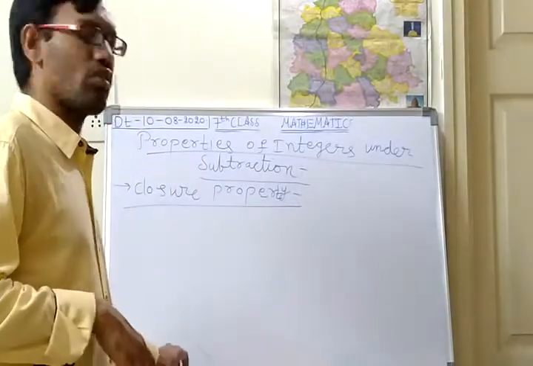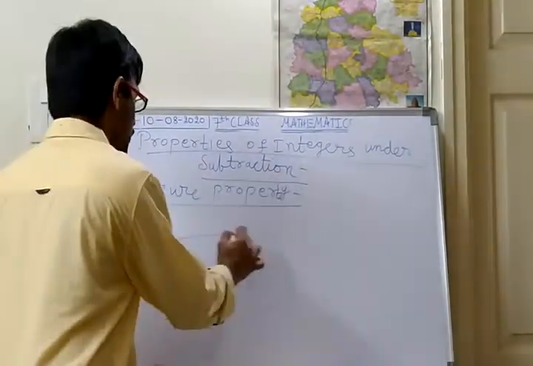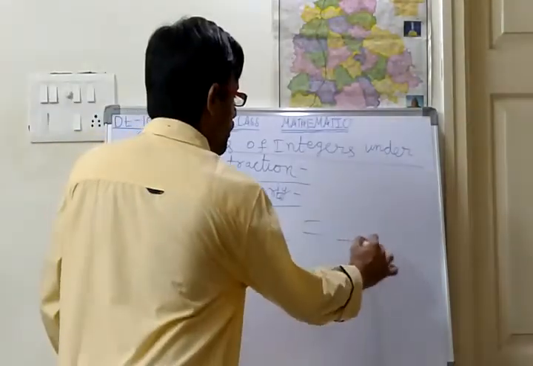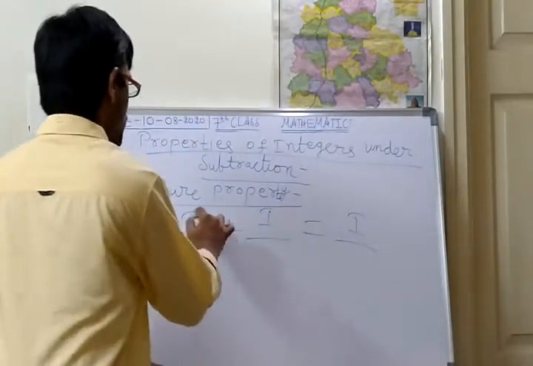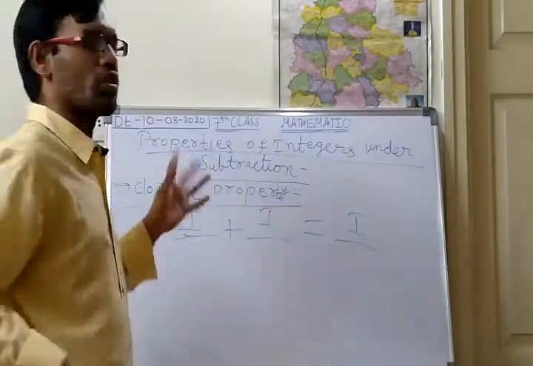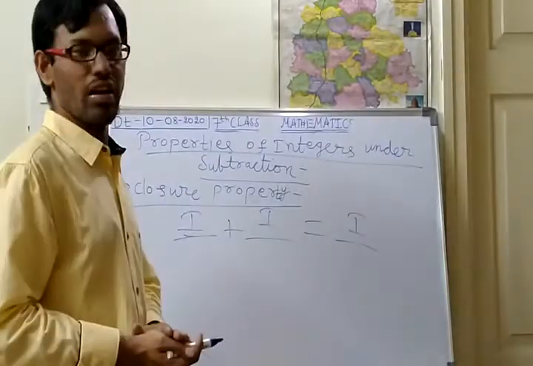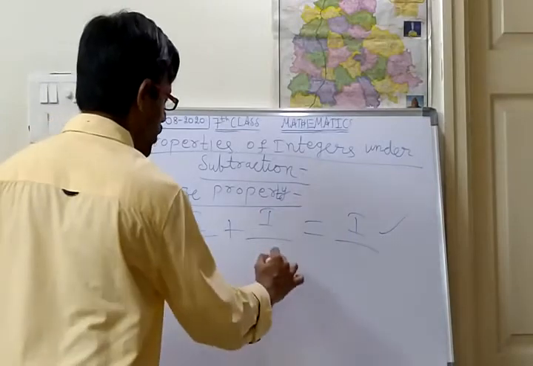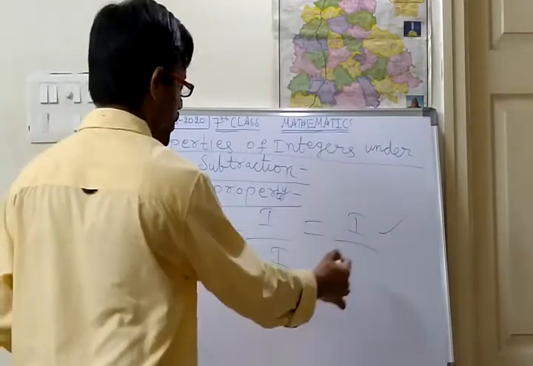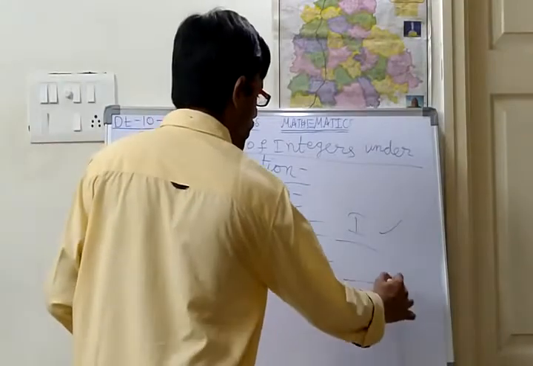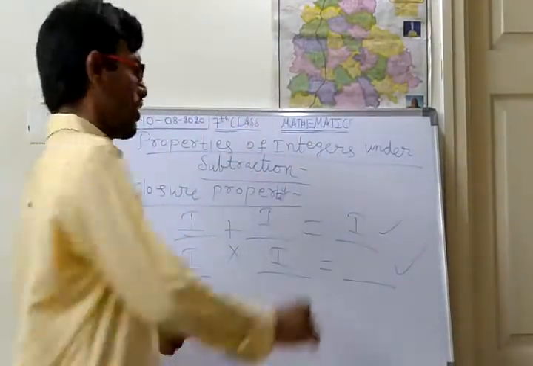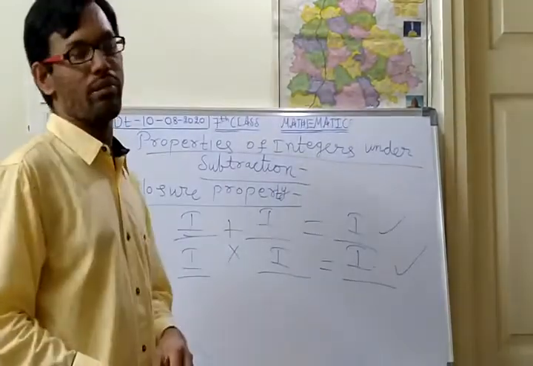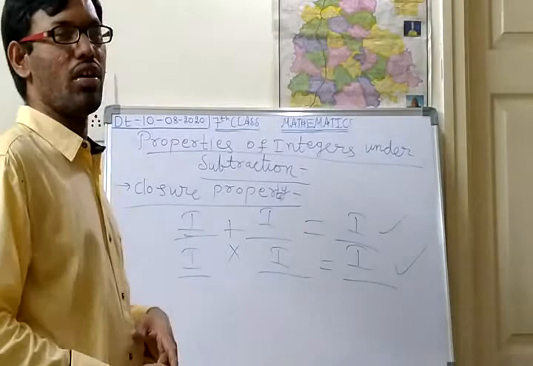So in addition, suppose two integers are there. If we do the addition of those two integers, the result should also be an integer only. Then the closure property is satisfied under addition. Next, in multiplication, if we take any two integers and multiply them, the result is also an integer. So this property is also satisfied in the multiplication category.